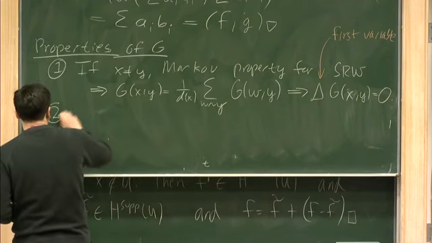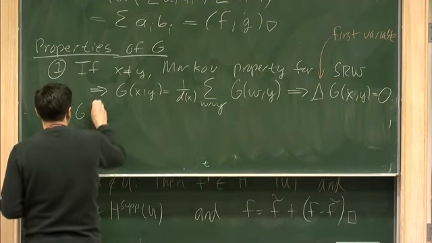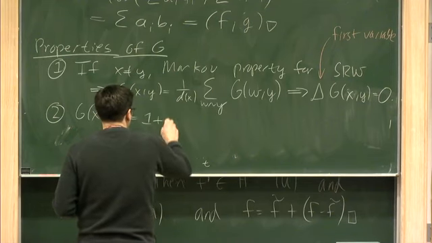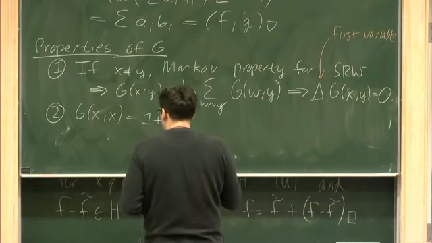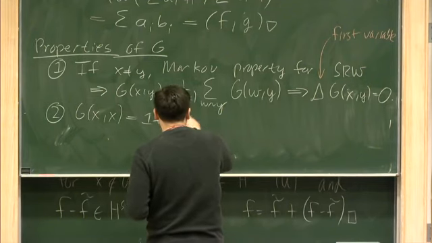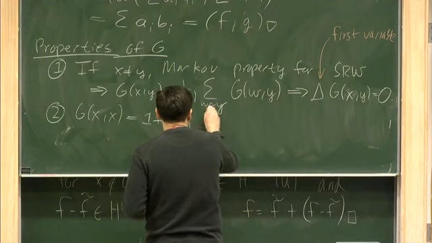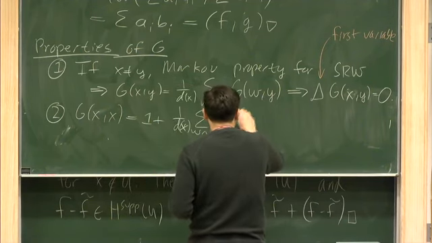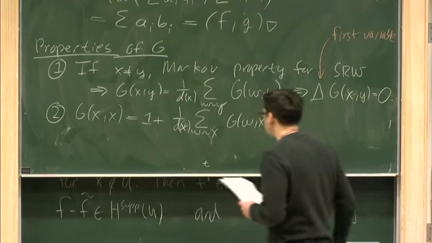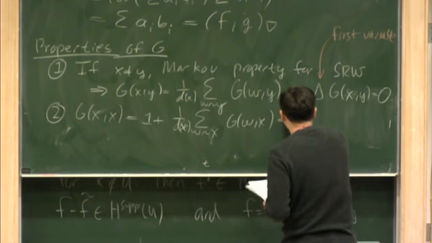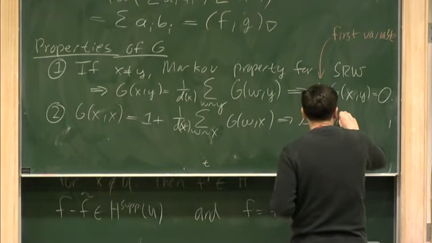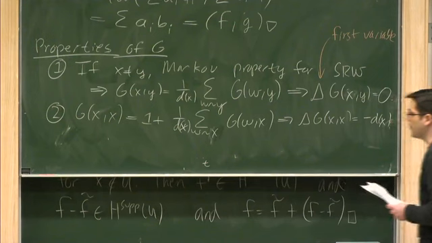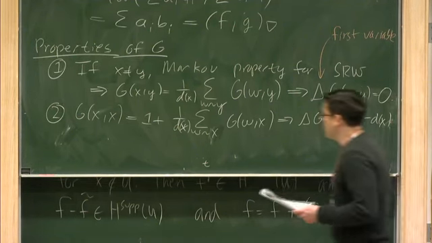And similarly, if I calculate g of x, x, this is just going to be equal to 1, that counts the visit to x while you're at x, plus the expectation of the subsequent visits. And this tells you that the Laplacian of g at x, x is equal to minus d of x, if you just rearrange that equation.